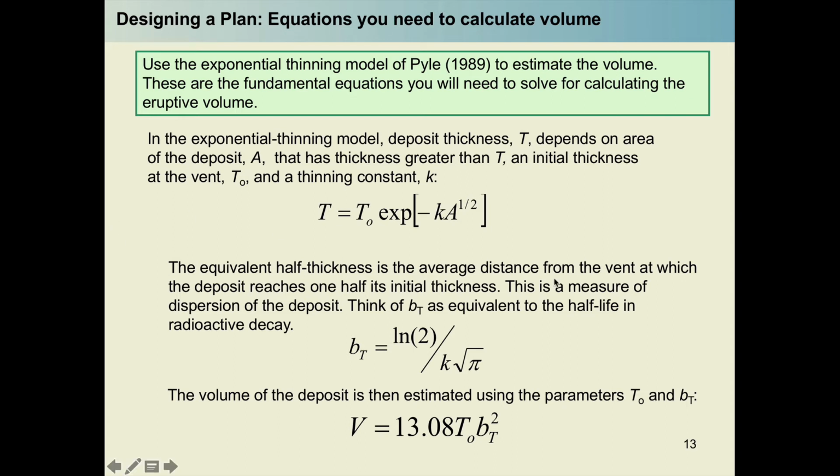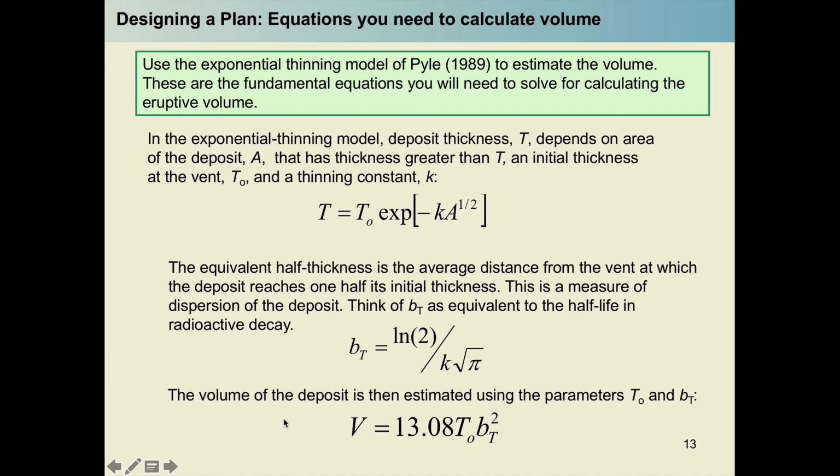So the half thickness is the average distance from the vent at which the deposit reaches 1/2 of its initial thickness. So it's basically the half-life of exponential thinning of your deposit. It's a measure of dispersion of the deposit. So B sub t is equal to natural log of 2 divided by k, which is the same k as up here, times the square root of pi.